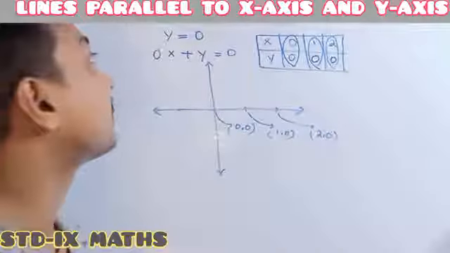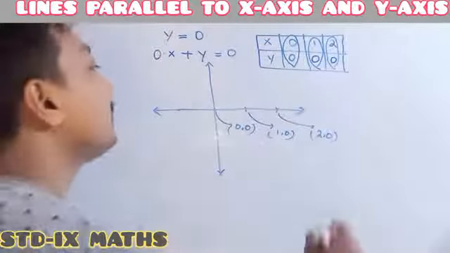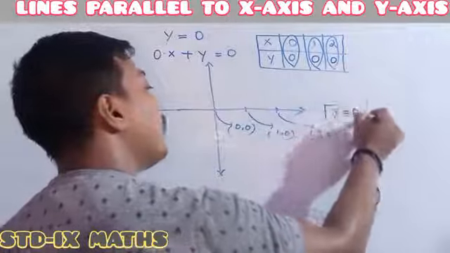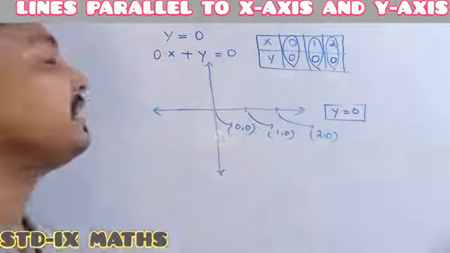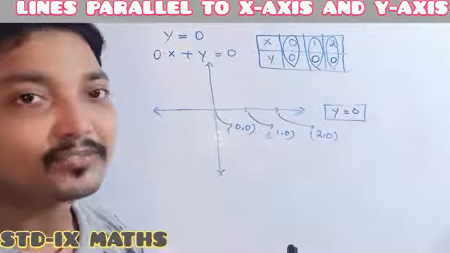that line is the graphical representation of the linear equation y is equal to 0. So y is equal to 0 represents our x-axis. Y is equal to 0 represents our x-axis. Perfectly understood or not understood?